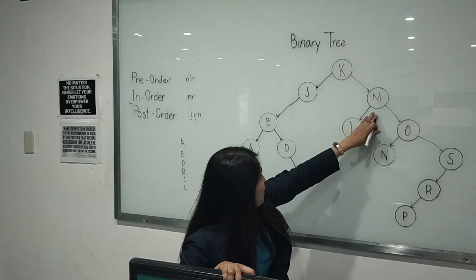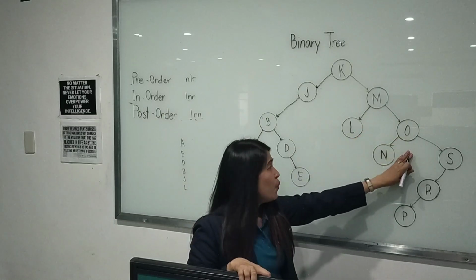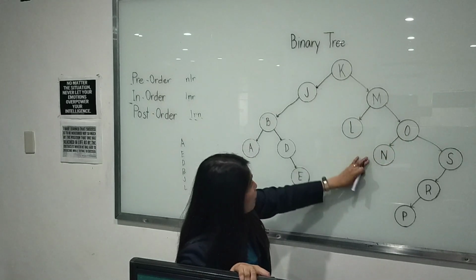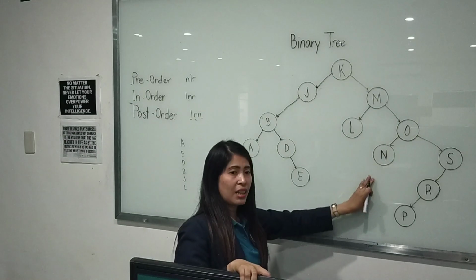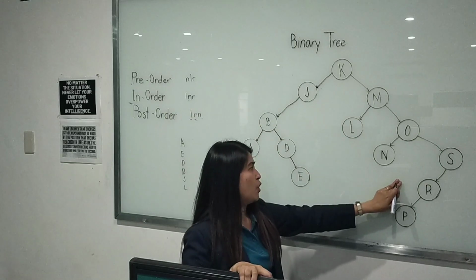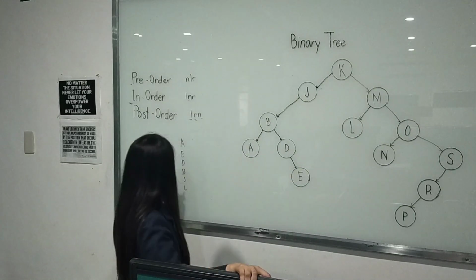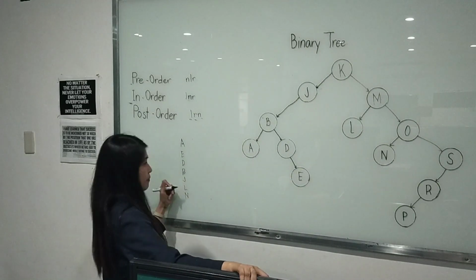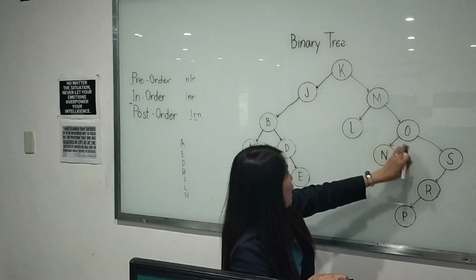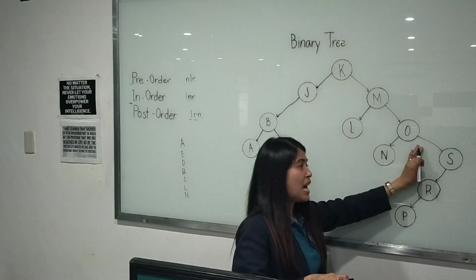Then after that, we will visit now the right subtree of the M. So we will go down to the O. And then we will visit the left subtree. This time we will go down to N, and then we will visit the left subtree. So there's nothing here, and then we will visit now the right subtree of the N, so base case, and then we will go back to N. So we will print the N. And after that, we're done with the left subtree of the O, so we will now visit the right subtree of the O.